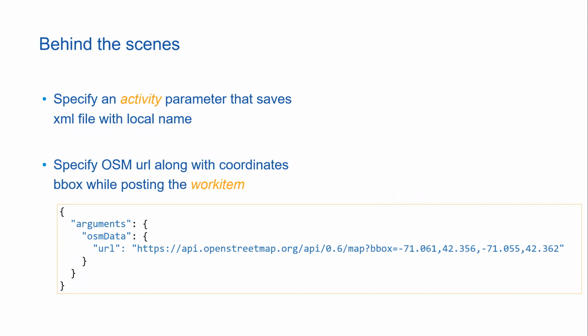Okay, when you post the work item, in it, you can now directly specify the OSM URL. Now here's a classic example of you don't have the data, we don't have the data, Design Automation doesn't have the data, Forge doesn't have the data, data is with the third party. As long as there is a download URL, Design Automation calls that URL and saves that data to the file name you have specified. In this case, it's osmdata.xml.